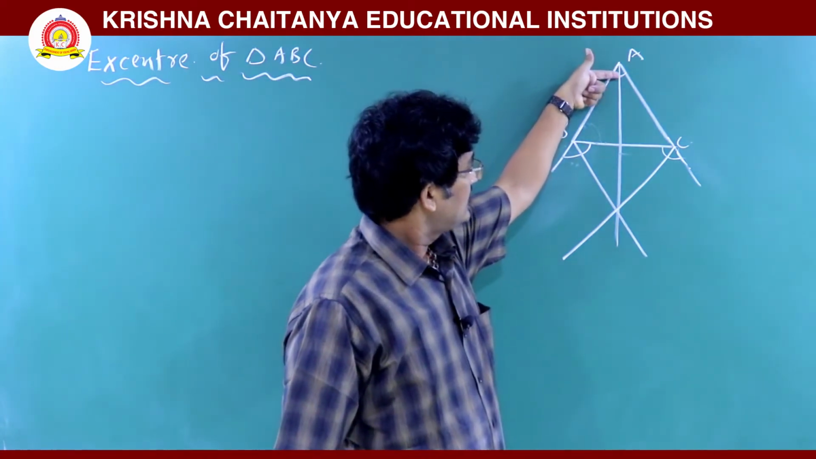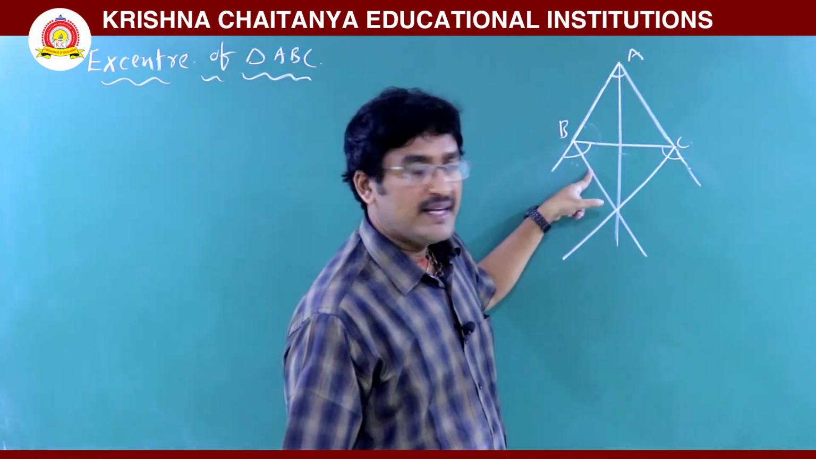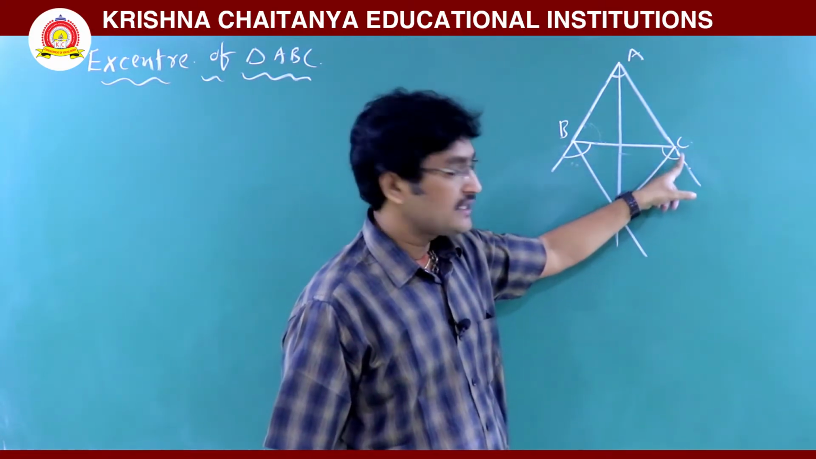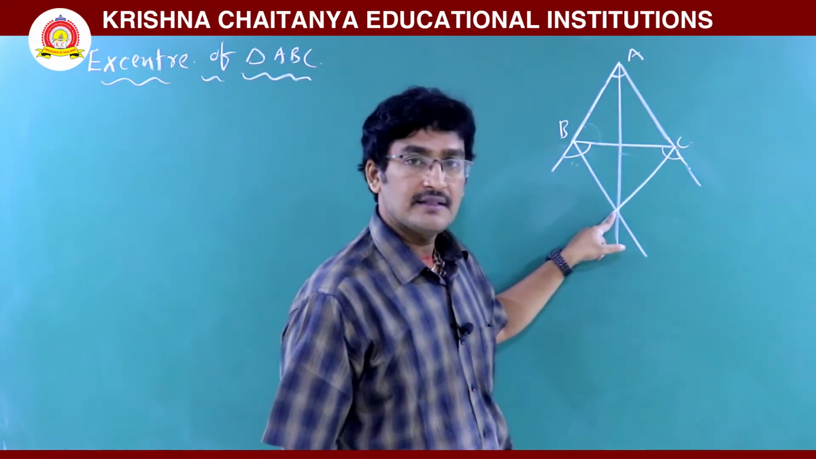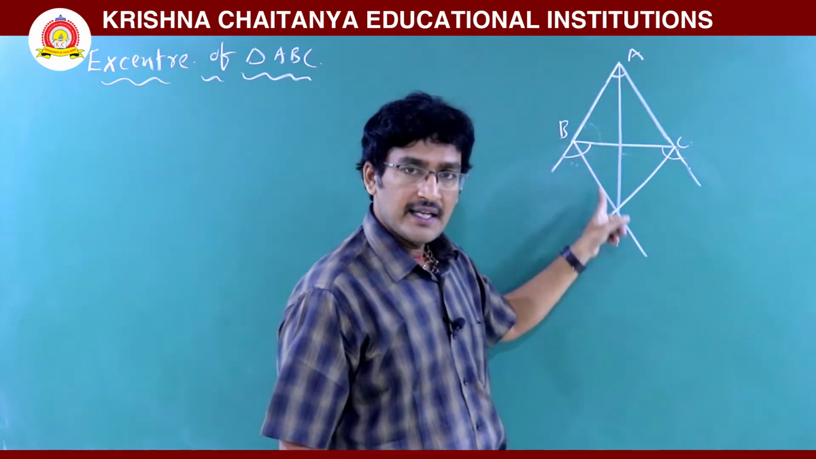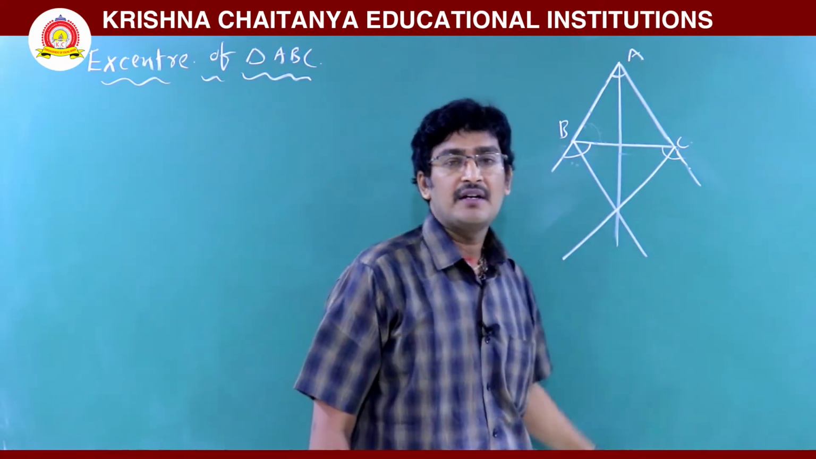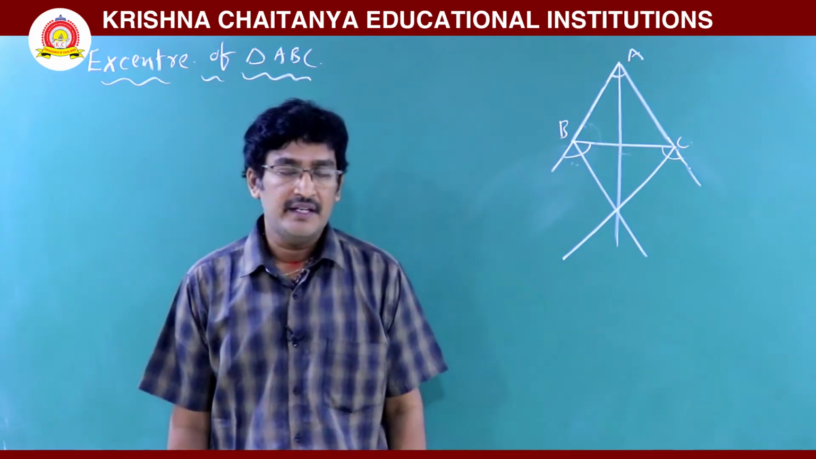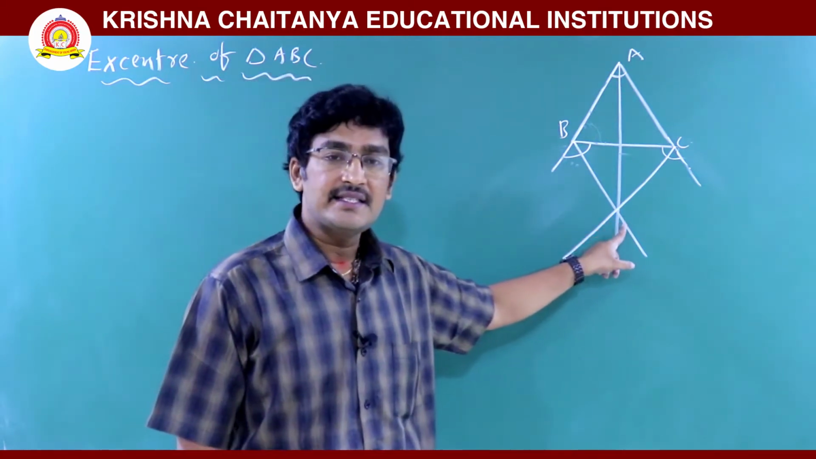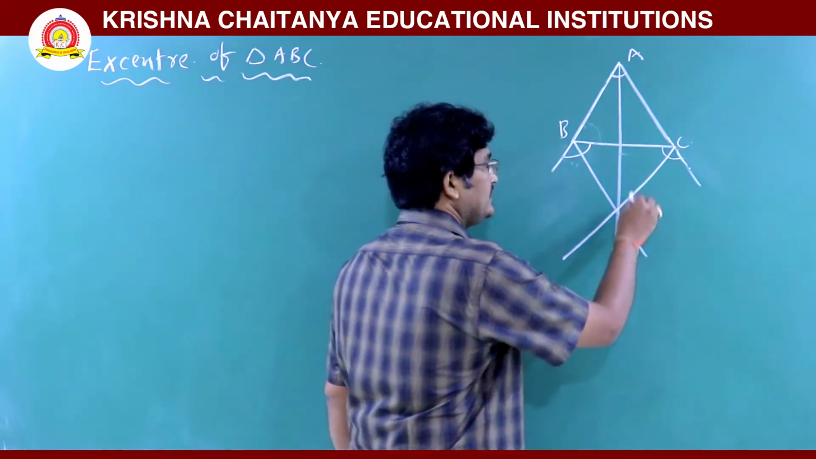This is the line which bisects internal angle A. This is the line which bisects external angle B. This is the line which bisects external angle C. So, this is the point of concurrency of the internal angular bisector of A, and the external angular bisectors of B and C in triangle ABC. This is called the excenter opposite to the vertex A.